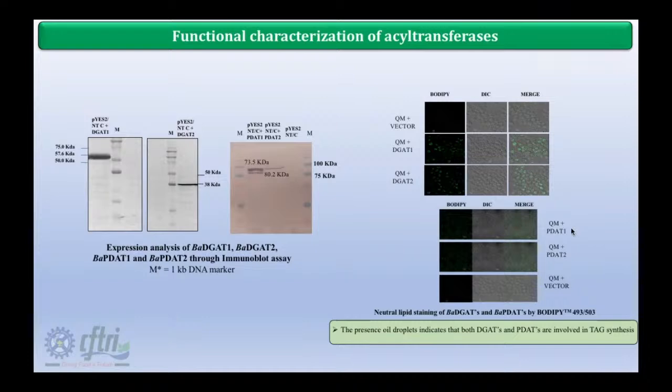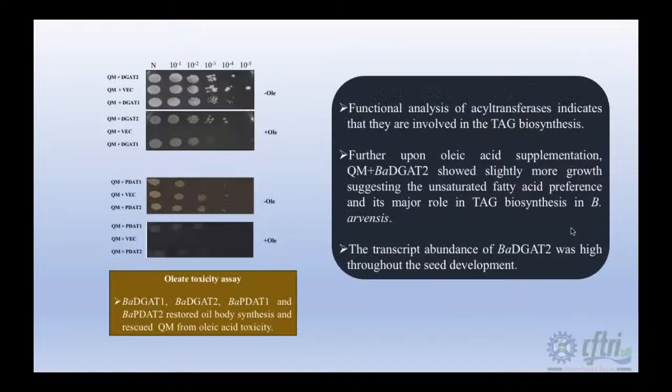synthesis. And also an oleate toxicity assay was performed by spotting the 24-hour-old culture on SM-Ura plates supplemented with 2% galactose and 0.1 micromolar of oleic acid. DGAT1, DGAT2, PDAT1 and PDAT2 all grew, and they helped to restore the oil body synthesis and rescued QM from oleate toxicity.